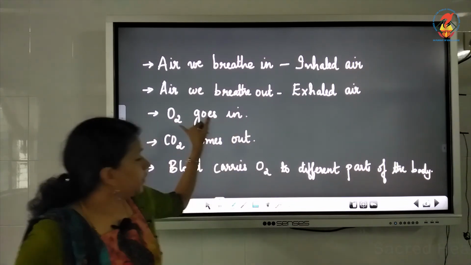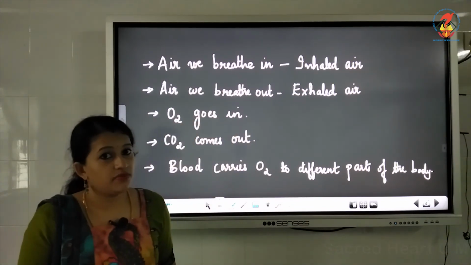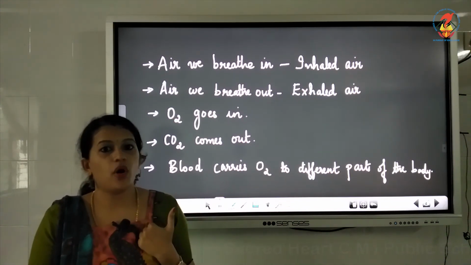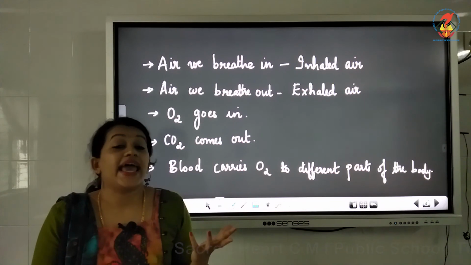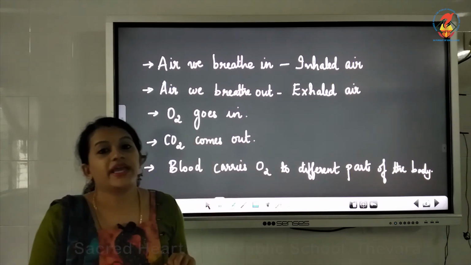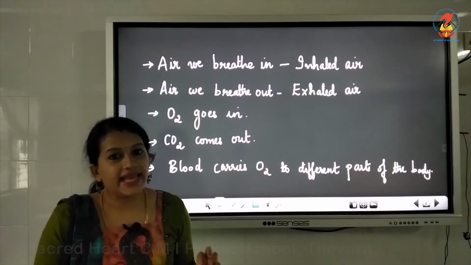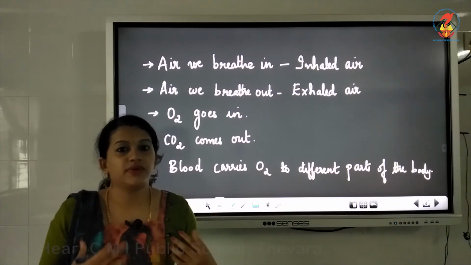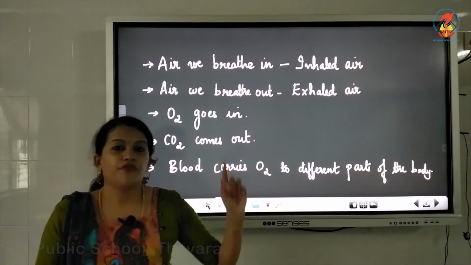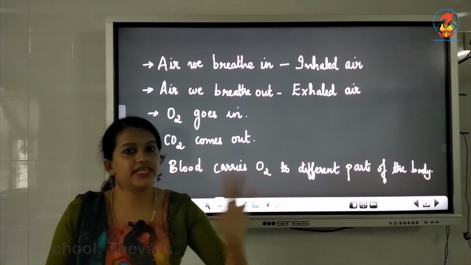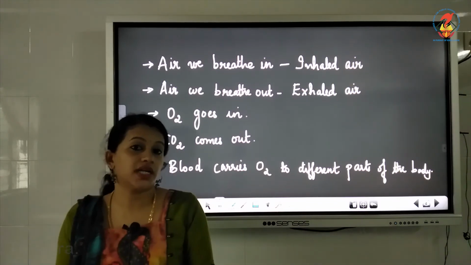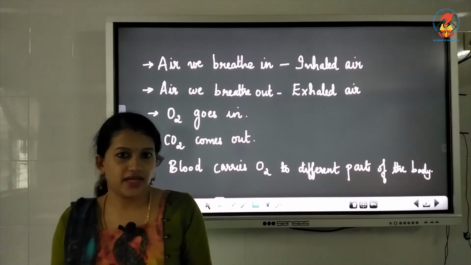And children, do you know why this oxygen is important? Oxygen gas is important for us to produce energy. When we need energy, this oxygen is very important. Only then the food that we eat will be converted to energy. Okay, so food plus oxygen will give you energy. Just remember that, you will learn about that in your higher classes.